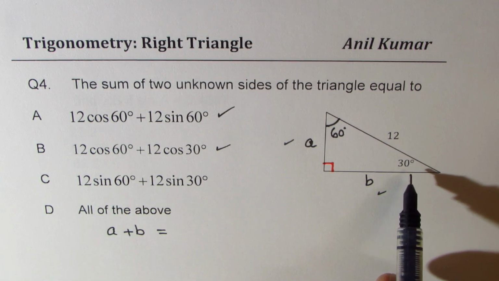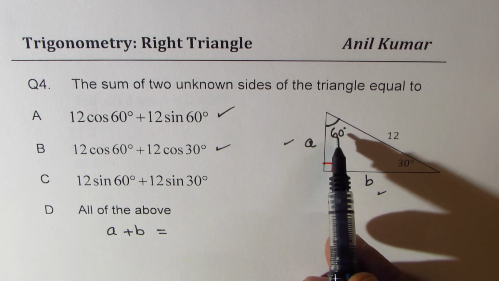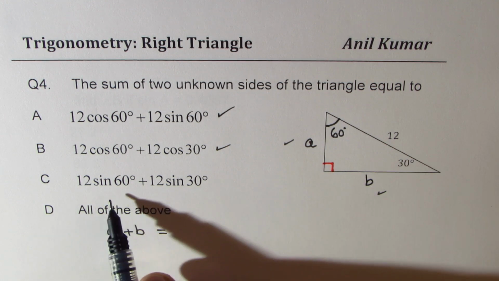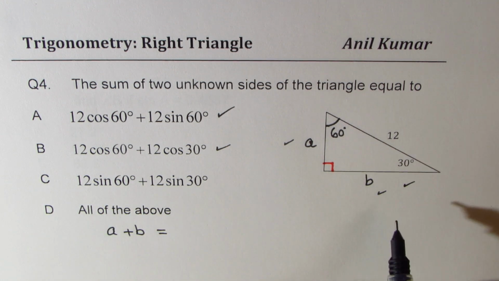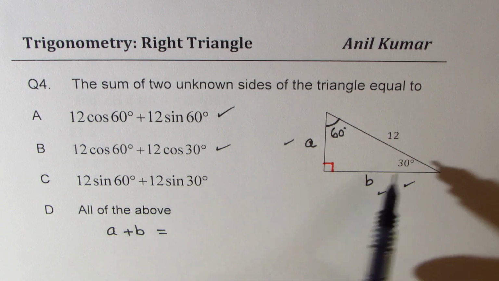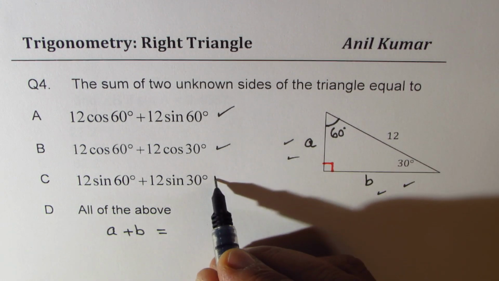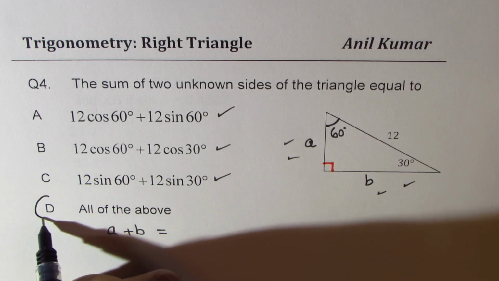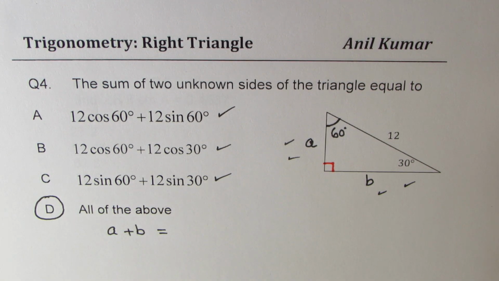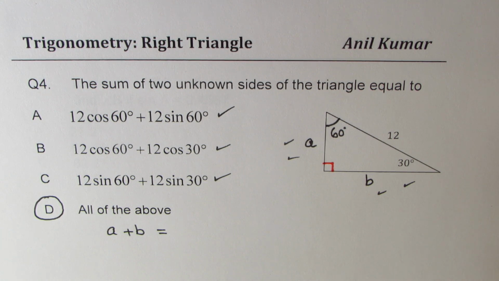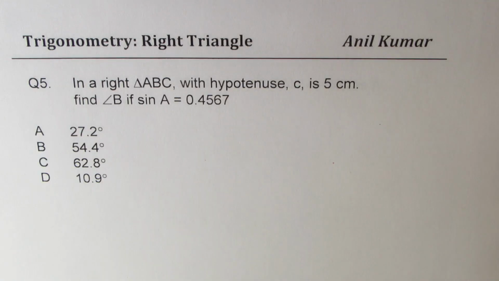We look at it from here, the opposite side is this. So 12 sine 60 is basically this one, and 12 sine 30 is that one. So it also works. So all the above is the right choice. Got it? So you could find either way. So we get option D as the right option. You could take a break at this stage and then continue solving these questions.